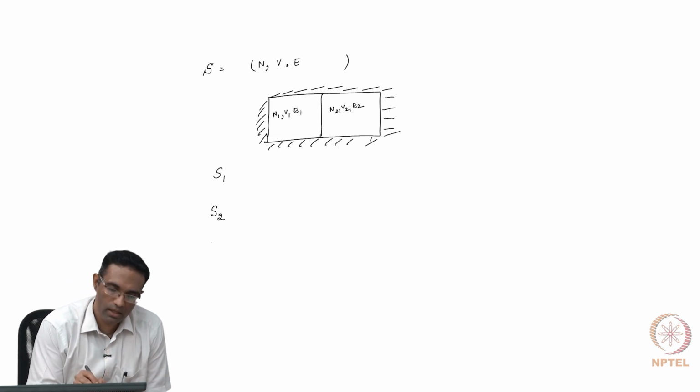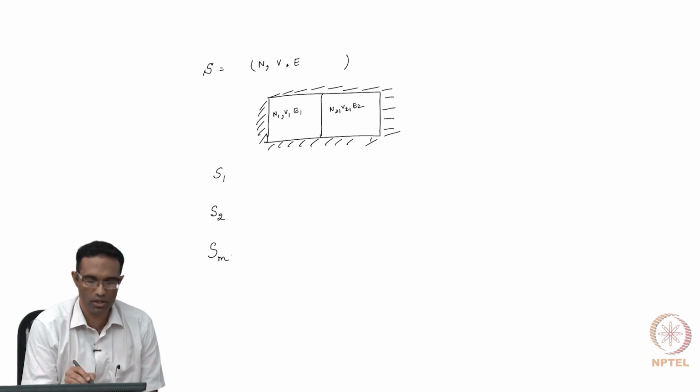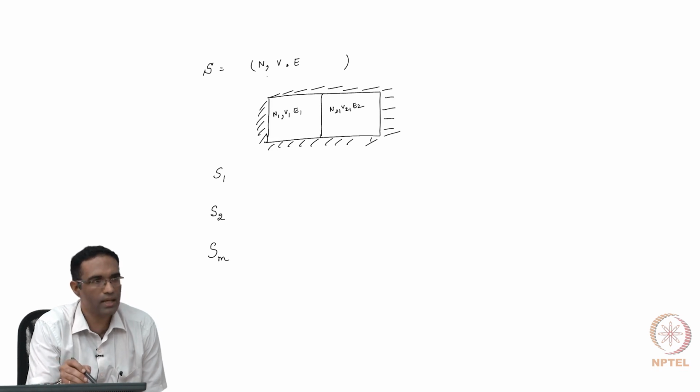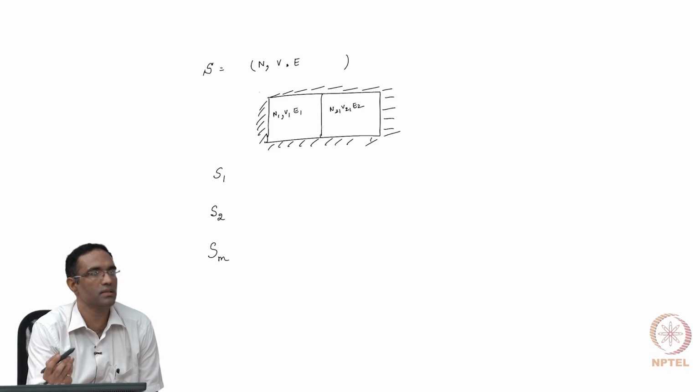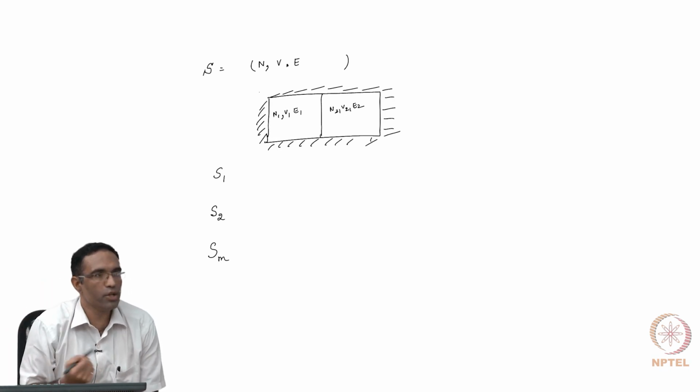Consequently, the entropy of the mixture can be obtained by substituting in this expression N as N1 plus N2, V as V1 plus V2, E as E1 plus E2, the total energy of the system, and you would get the entropy of the entire system.